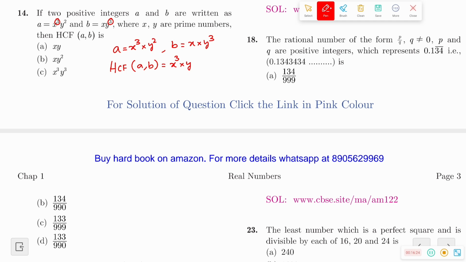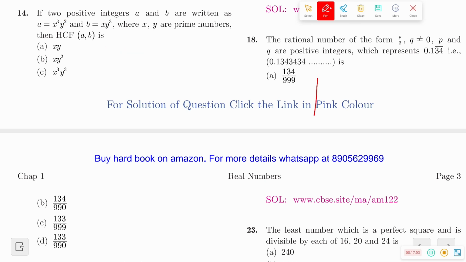Okay, sorry, we have done wrong. When we find HCF, we take only common factors and their lowest powers. I thought it is LCM, but they are asking HCF. So when they ask HCF, we have to take common factors and their lowest powers. First you list out common factors. x and y are the common factors, and the lowest power of x is 1 and the lowest power of y is 2. So x y power 2 is the HCF of A and B. So option B is correct.